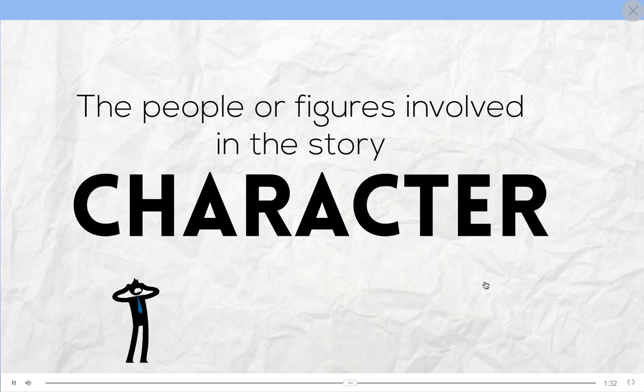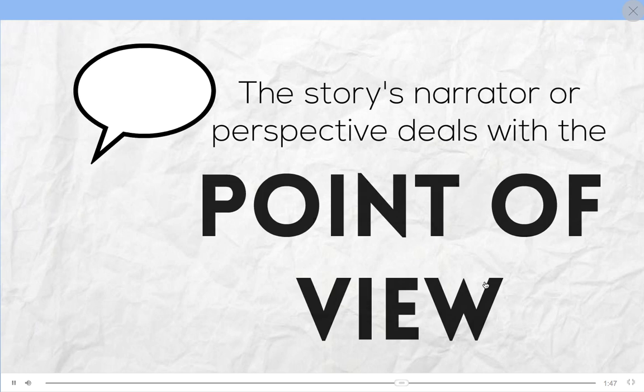Next, we have character. The characters are the people or other figures, they could be animals or something else, that perform the action of the story. They're the ones involved in the story. And the author uses different ways of describing them to us and getting us to know those characters, which is all part of this element.